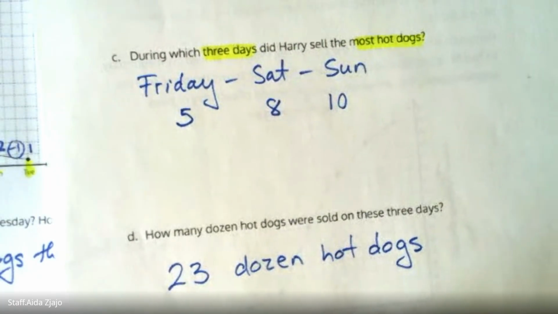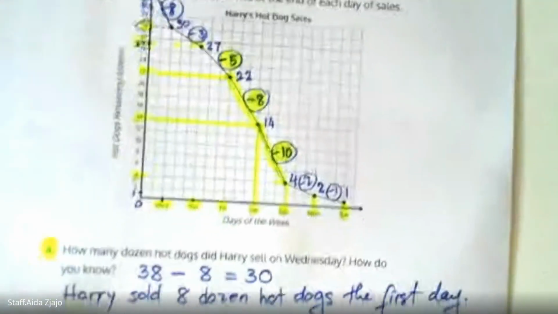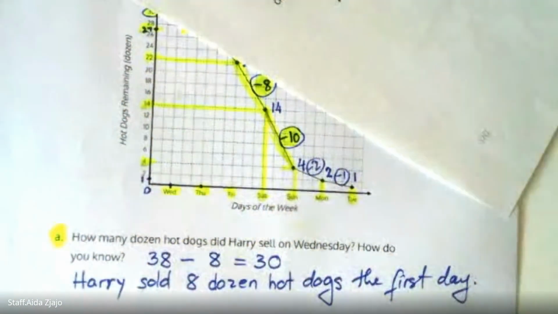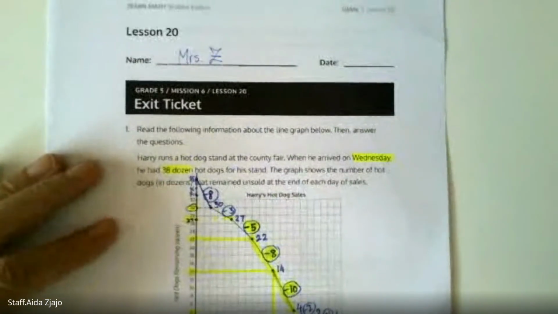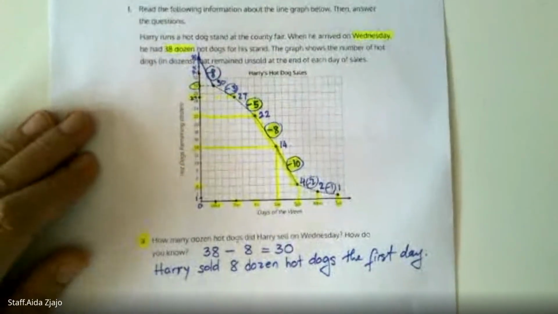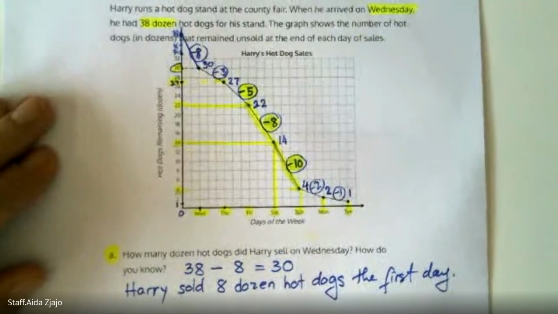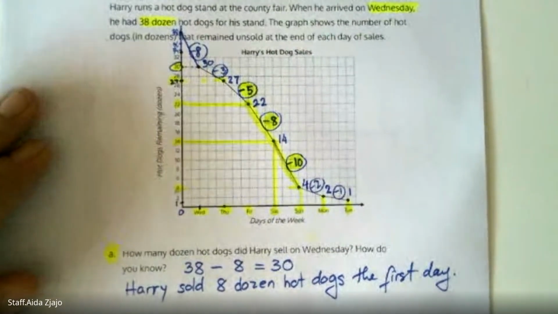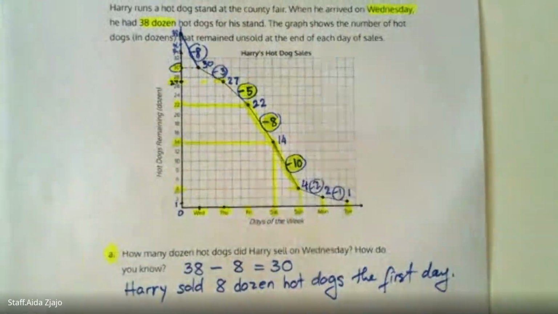So that should be one of the problems that was on the exit ticket. Hold on, exit ticket. I'll make it smaller. Lesson 20, I bet it was. Yeah, lesson 20, grade 5, mission 6. It looks like this, right?